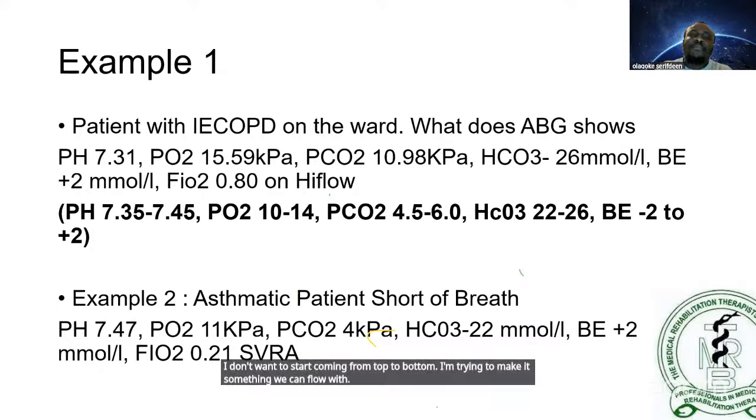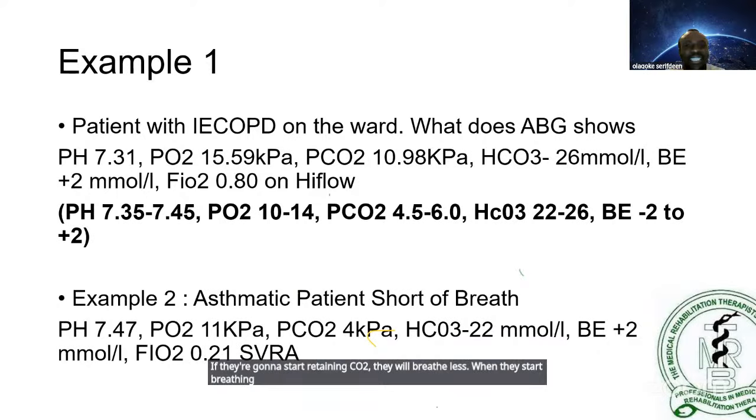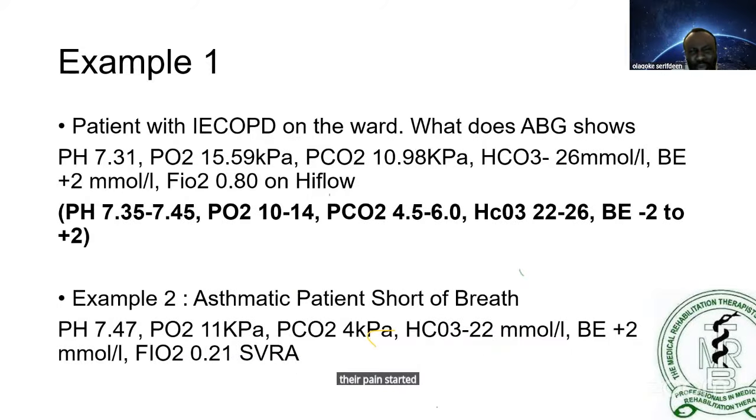Now, if you give them plenty of oxygen, what is going to happen to them? They're going to start retaining CO2. They will breathe less, and when they start breathing less, they will start retaining CO2. And when they start retaining CO2, remember what happened? Hydrogen ions start going up. And when hydrogen ions start going up, what is going to happen to them? Their pH starts dropping.